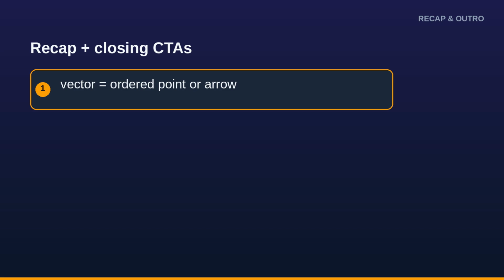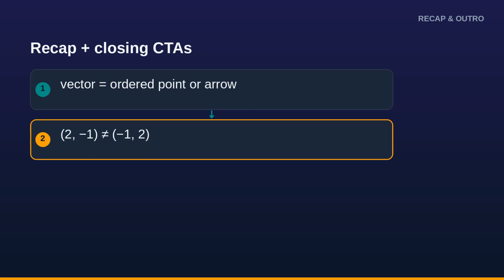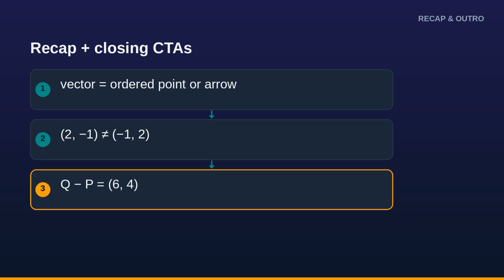A vector is an ordered list that can name a point or an arrow. 2, -1 is both, and swapping the order is a different object. Displacement is Q minus P. Distance is the length of that arrow. Midpoint averages each slot.